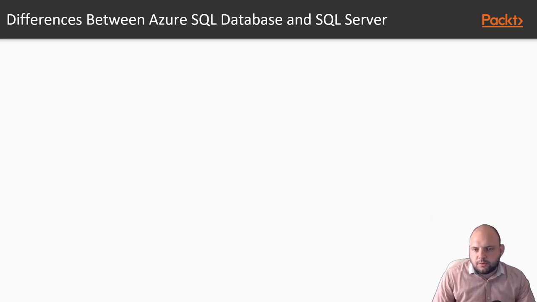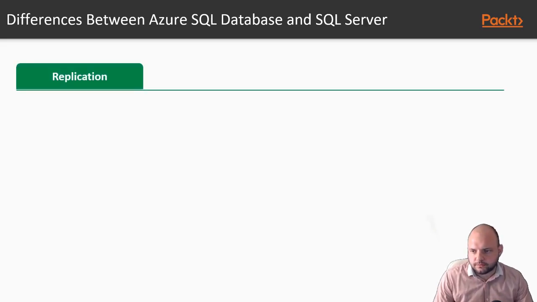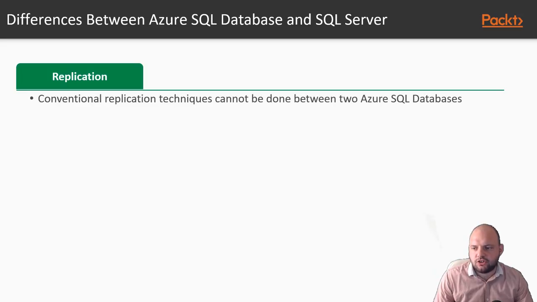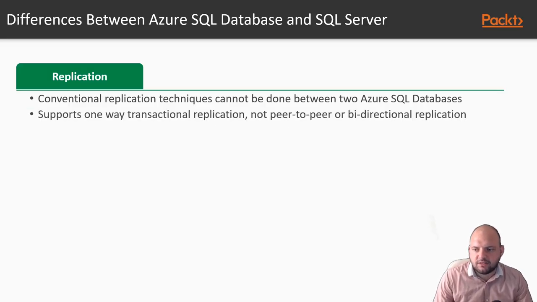Following on from the differences between Azure SQL databases and the on-premises version of SQL Server, we have replication. Now, conventional replication, such as snapshot, transactional, or merge replication, can't be done between two Azure SQL databases. However, an Azure SQL database can be a subscriber to an on-premises or Azure VM SQL Server. This too, though, has some limitations.